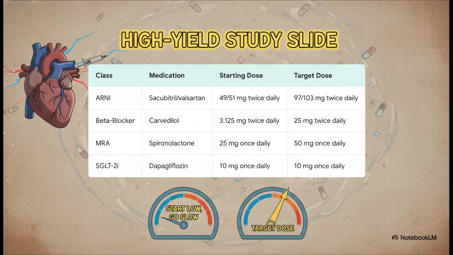Okay, seriously, screenshot this slide. For your boards and for real life, it's not enough just to know the drug classes. You have to know that we start these meds at a low dose, but the goal is always to titrate up to the target dose. Why? Because these target doses are where the clinical trials showed the biggest benefit in keeping people alive.